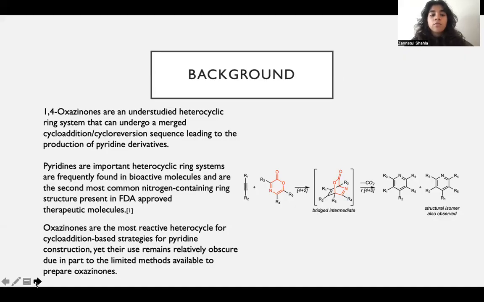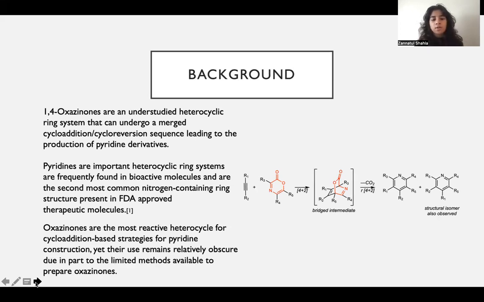So some background, 1,4-oxazenones are an understudied heterocyclic ring system that can undergo a merged cycloaddition/cycloreversion sequence, leading to the production of pyridine derivatives. They have synthetic utility in their own right, but why do we care that they are the most reactive intermediate to get to pyridines? Pyridines are an important heterocyclic ring system that are frequently found in bioactive molecules, and the second most common nitrogen-containing ring structure present in FDA-approved therapeutic molecules.